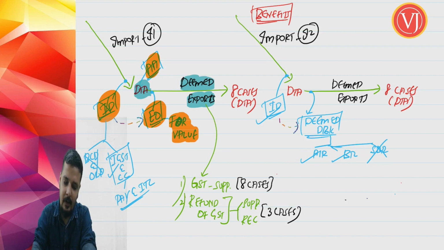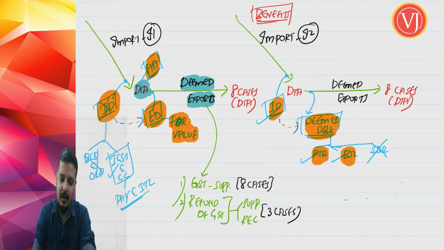Now in this scenario, for import of input 2, at the time of import you have paid import duty. And now you can go for deemed duty drawback. There is no export obligation. You can go for deemed duty drawback, right? Either in terms of all industry rate or brand rate, no special brand rate.